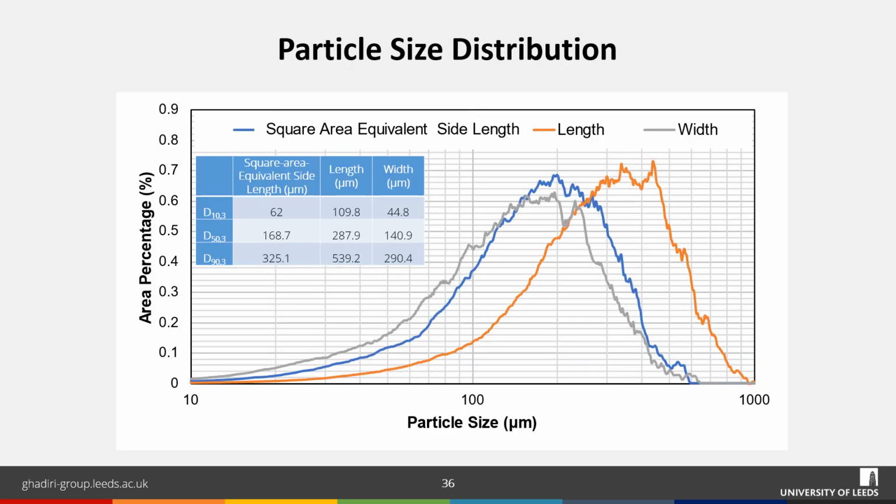To calculate the extent of particle breakage, we first need to measure the feed particle size distribution. As shown in this plot are the distributions of the length and width of the carbamazepine dihydrate crystals. Here we also introduce a new size parameter known as the square area equivalent side length, which is a measure of the particle size based on their projected area, equivalent to that of a square. The characteristic sizes D10, D50, and D90 are also shown in the table here for your reference.